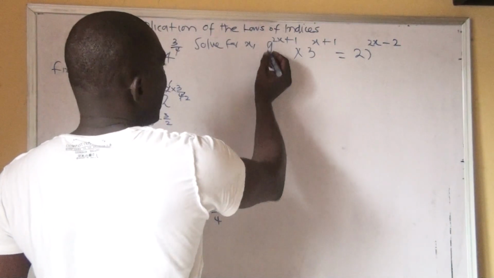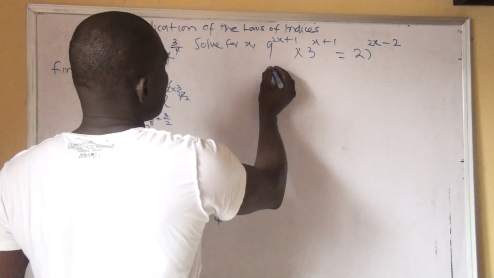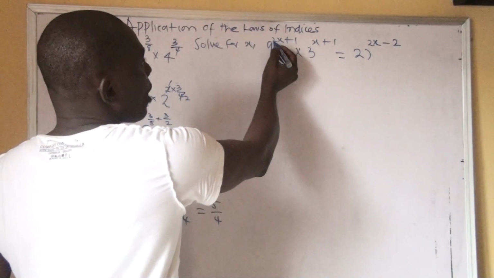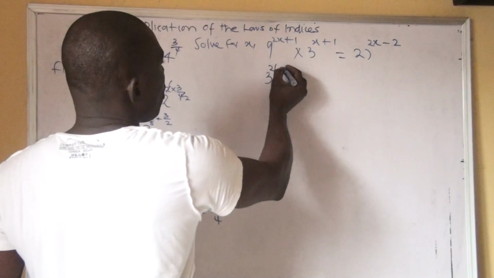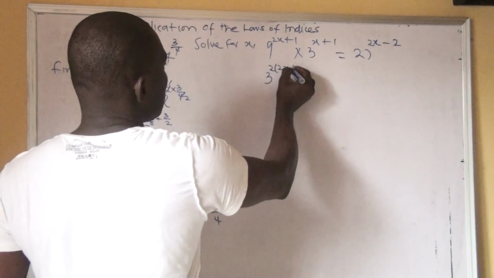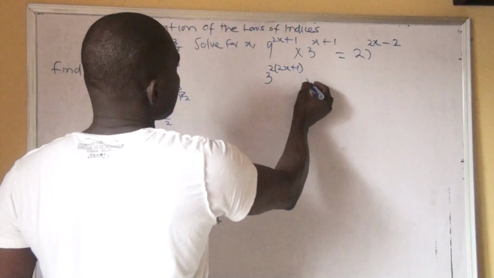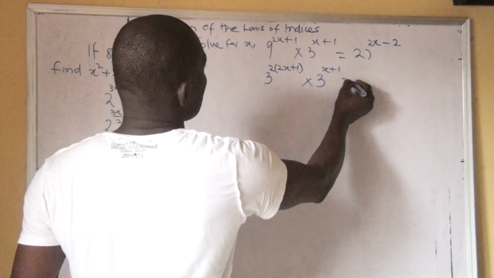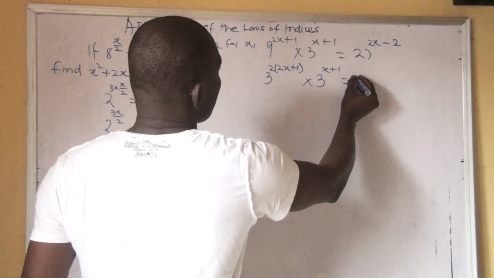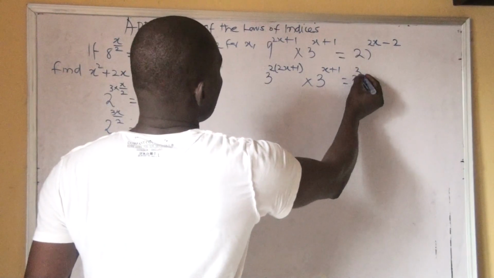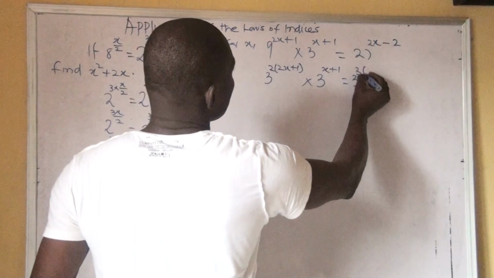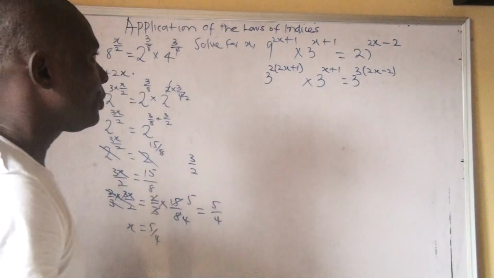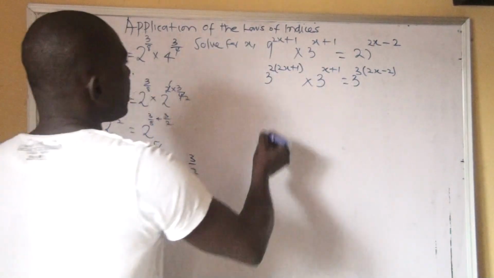So 9 is 3 squared. This 3 squared has a power here, 2x plus 1. So we open a bracket, it will be 2x plus 1, we close the bracket, times 3 raised to the power x plus 1. This 27 is 3 raised to the power 3, and I will have a power here, which is 2x minus 2. Close the brackets.